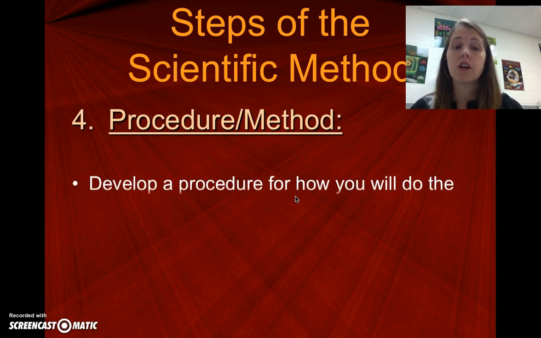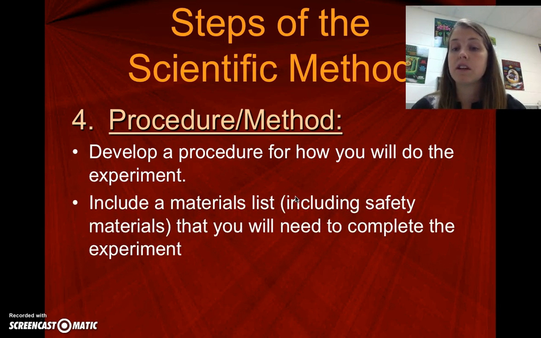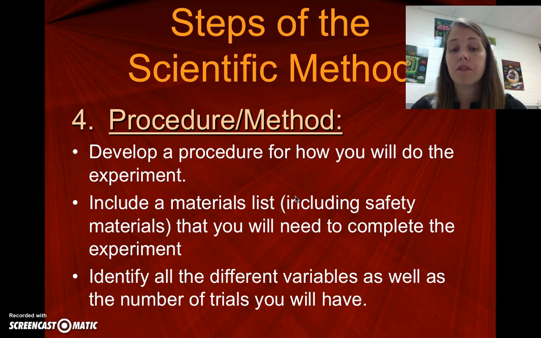Next is the procedure or method. So we're going to develop a procedure for how we will do the experiment. This will include a list of materials, which also includes safety materials. We have to always include those that we're going to need to complete the experiment. We're going to identify all the different variables as well as the number of trials, or times we repeat it, that we will use.